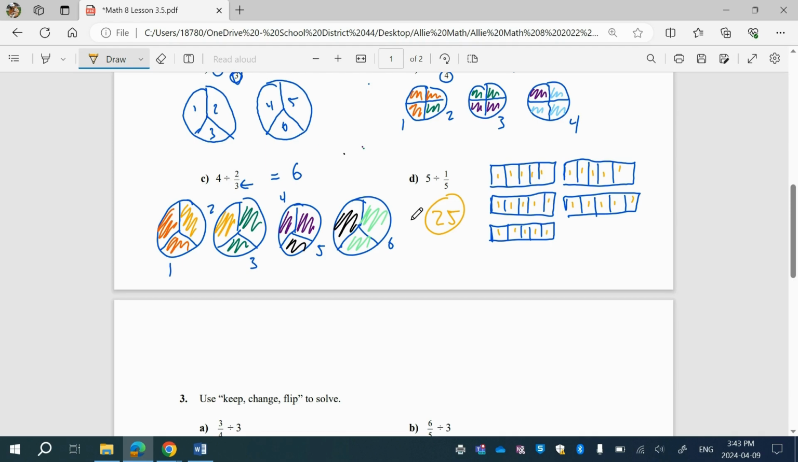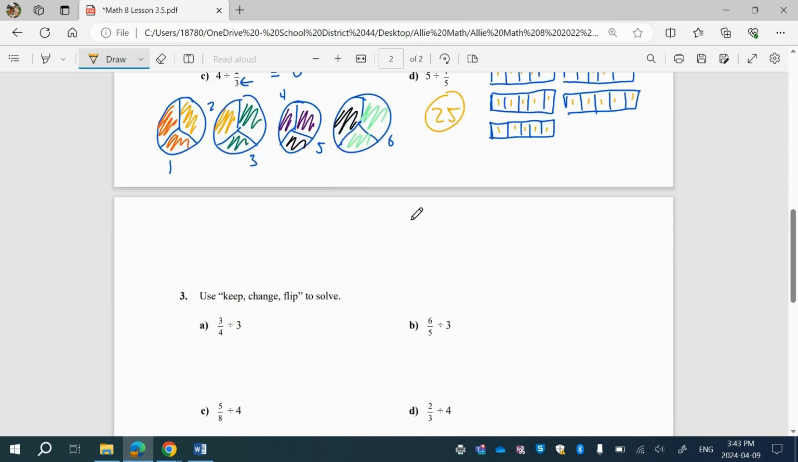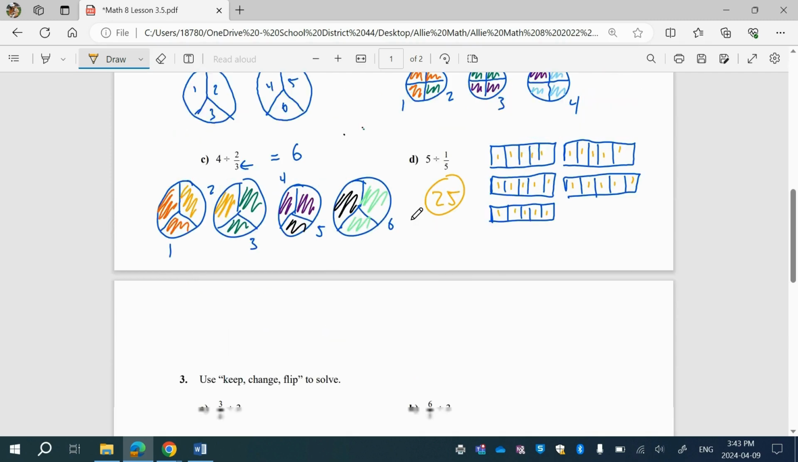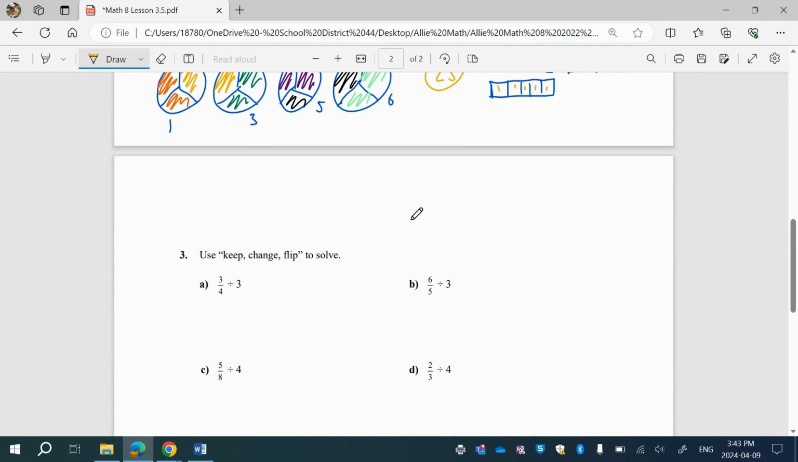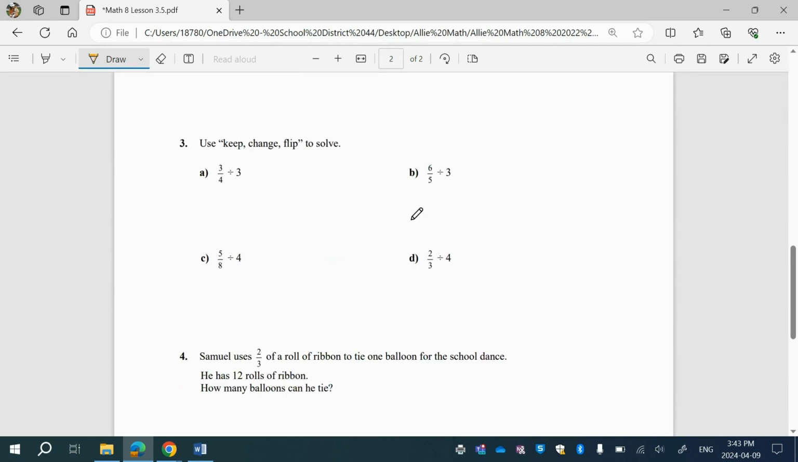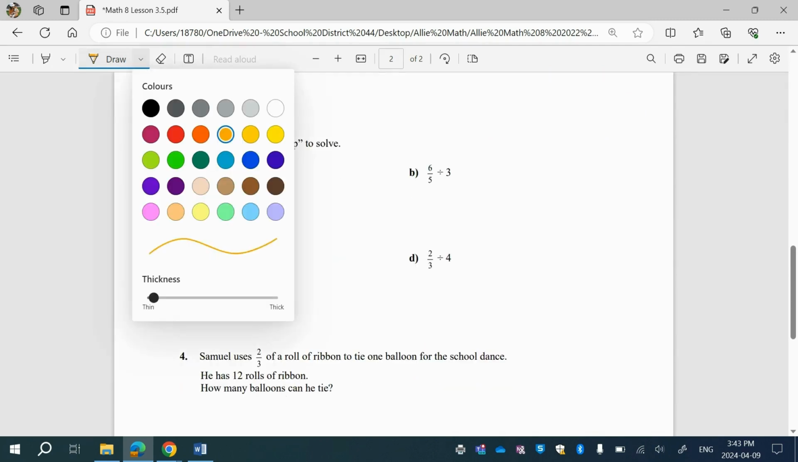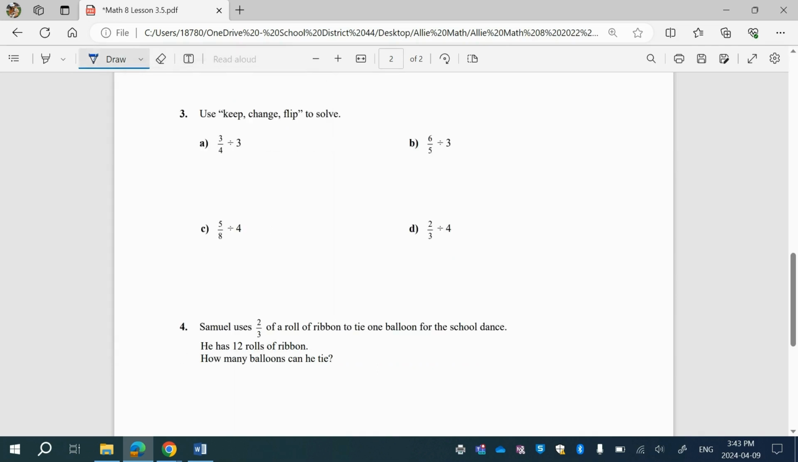Okay, so there's all of our diagram stuff. Maybe I'll give you a moment to write it all down. And now let's do the straight math one. This method lots of folks call keep, change, flip. So if we are dividing fractions, and we are going to turn this whole number into a fraction.